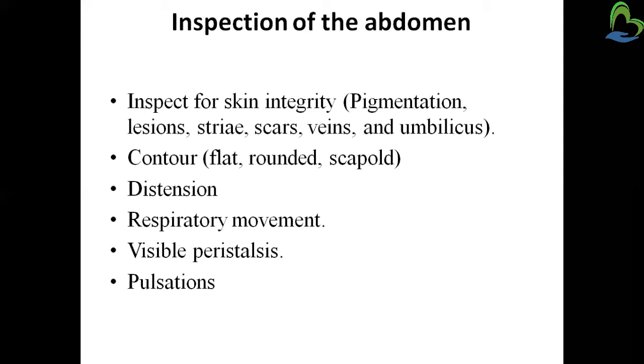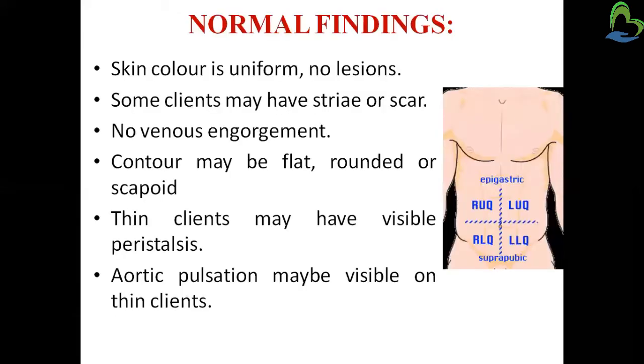The next is distension, you have to observe it for that, and then respiratory movement and visible peristalsis, and the last one is pulsation. So you will study many disorders like abdominal aortic aneurysm, and in that condition you can see visible pulsation. So all that you have to observe first. So the normal findings are skin color is uniform and there is no lesion present.